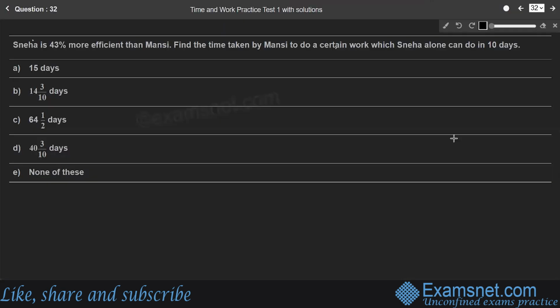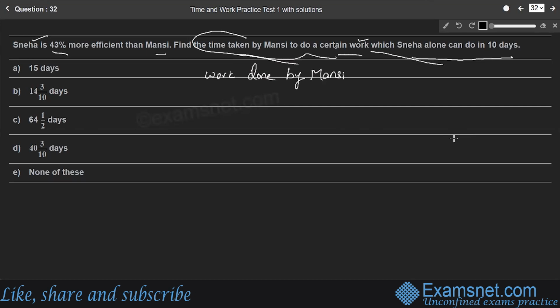Question 32. Sneha is 43% more efficient than Mansi. Find the time taken by Mansi to do a certain work, which Sneha alone can do in 10 days. So here, if you consider work done by Mansi to do a certain work, which Sneha alone can do in 10 days, the work done by Mansi is equal to the work done by Sneha in 10 days.